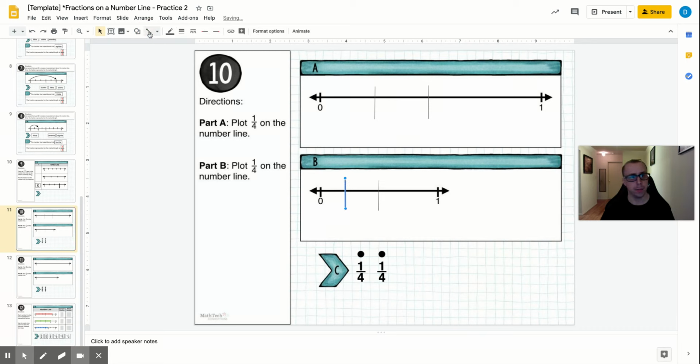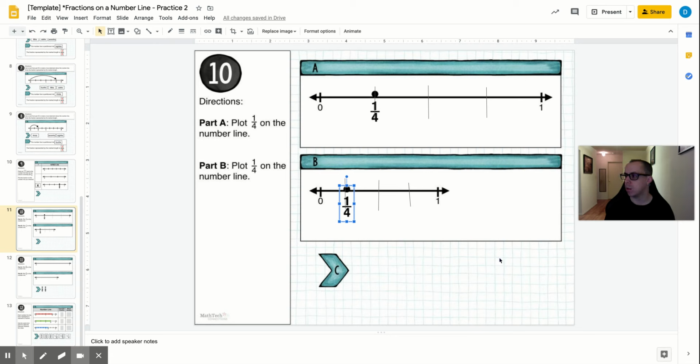Here would be 3 fourths. And here would be 3 fourths. I'm only doing this to show you. But we only need to do 1 fourth, which is here. And here. Again, these number lines are different sizes. So I could have, again, a good example.